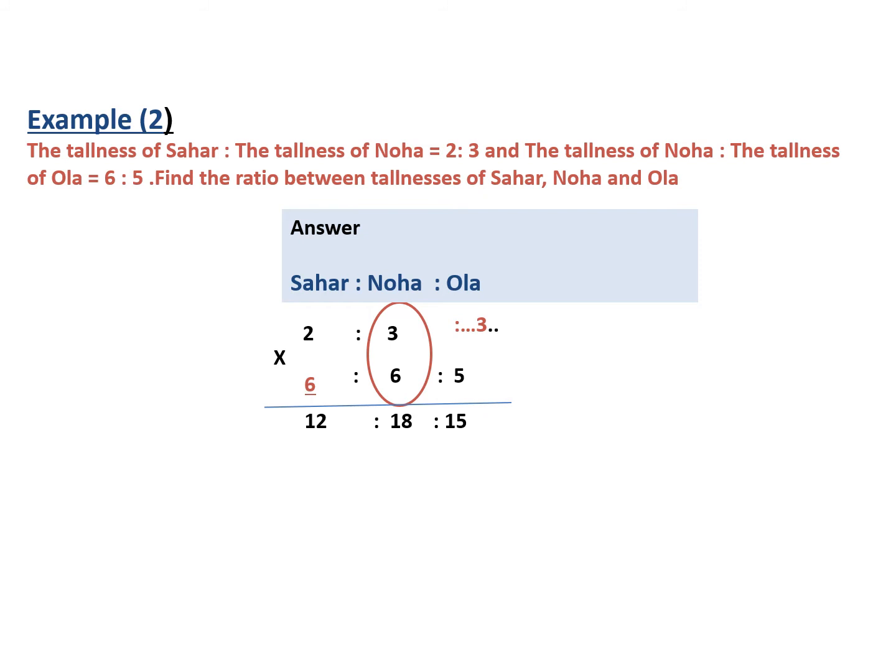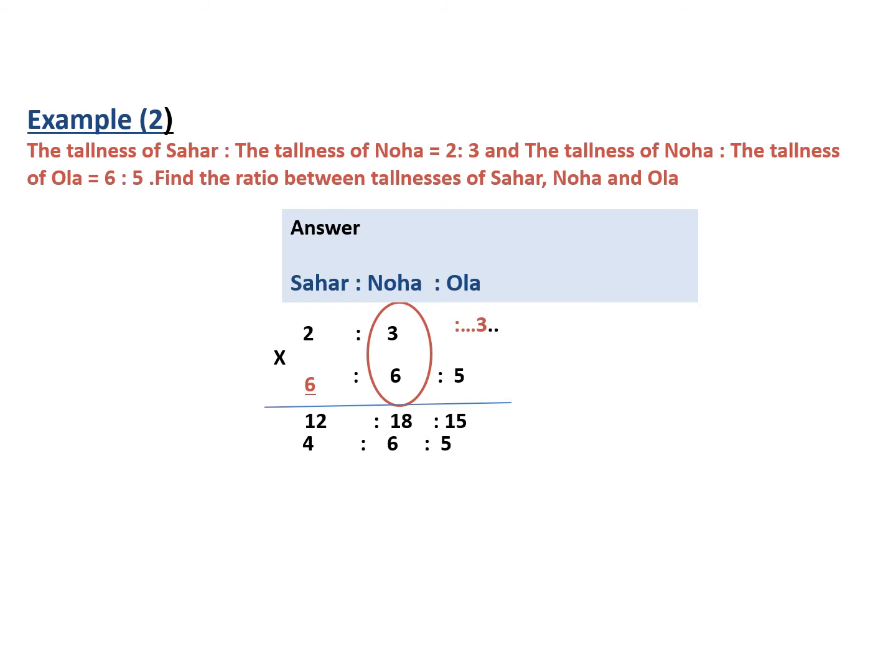12 to 18 to 15, they are divisible by 3. 12 divided by 3 equals 4. 18 divided by 3 equals 6. 15 divided by 3 equals 5. Now we have the ratio in the simplest form. We have to get the ratio in the simplest form.